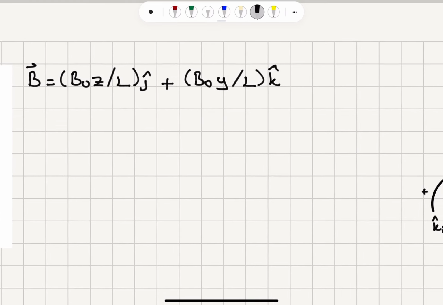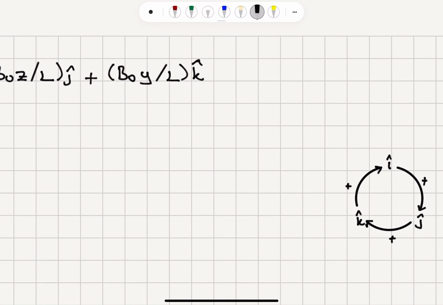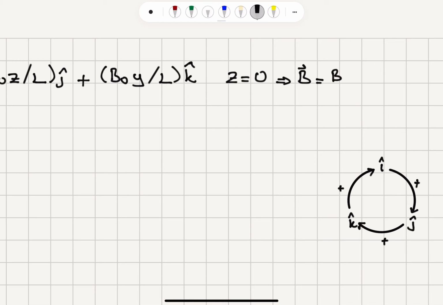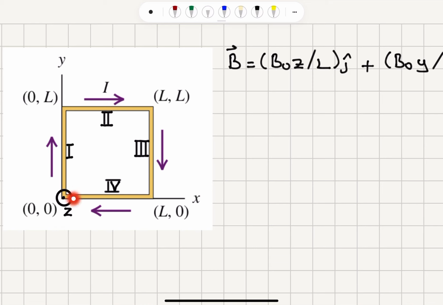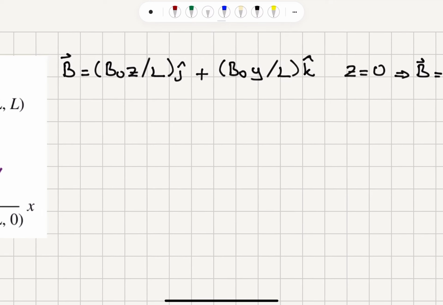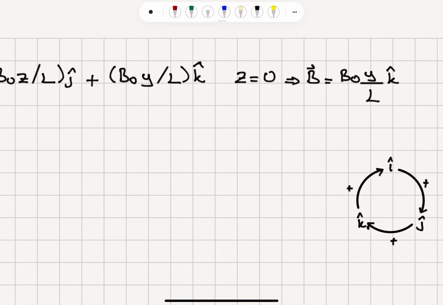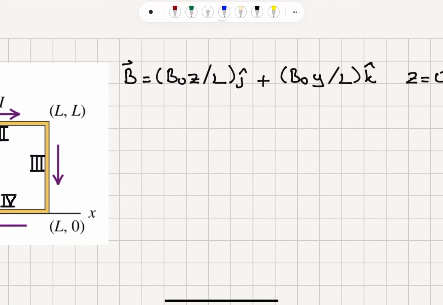And when z is equal to 0, you can see that the magnetic field is B0 y over L in the k hat direction. Why did I say z is equal to 0? Because here, this is the z-axis coming towards us. You can see that this loop is on the xy plane. So z is equal to 0. Therefore, the magnetic field has this form on the xy plane.